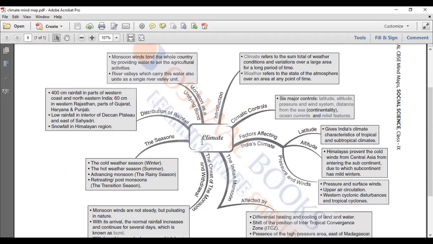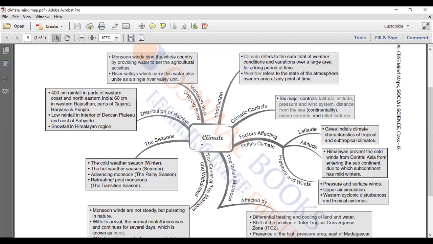In this chapter, we started by learning the difference between climate and weather. We understood the climatic influences and also the human activity, movement, food, dressing and shelter according to the season. We understood the climatic variations in the different parts of India, and we also explored the reason for the variations. Climate refers to the sum total of weather conditions and variations over a large area for a long period of time, and weather refers to the state of the atmosphere over an area at any point of time.